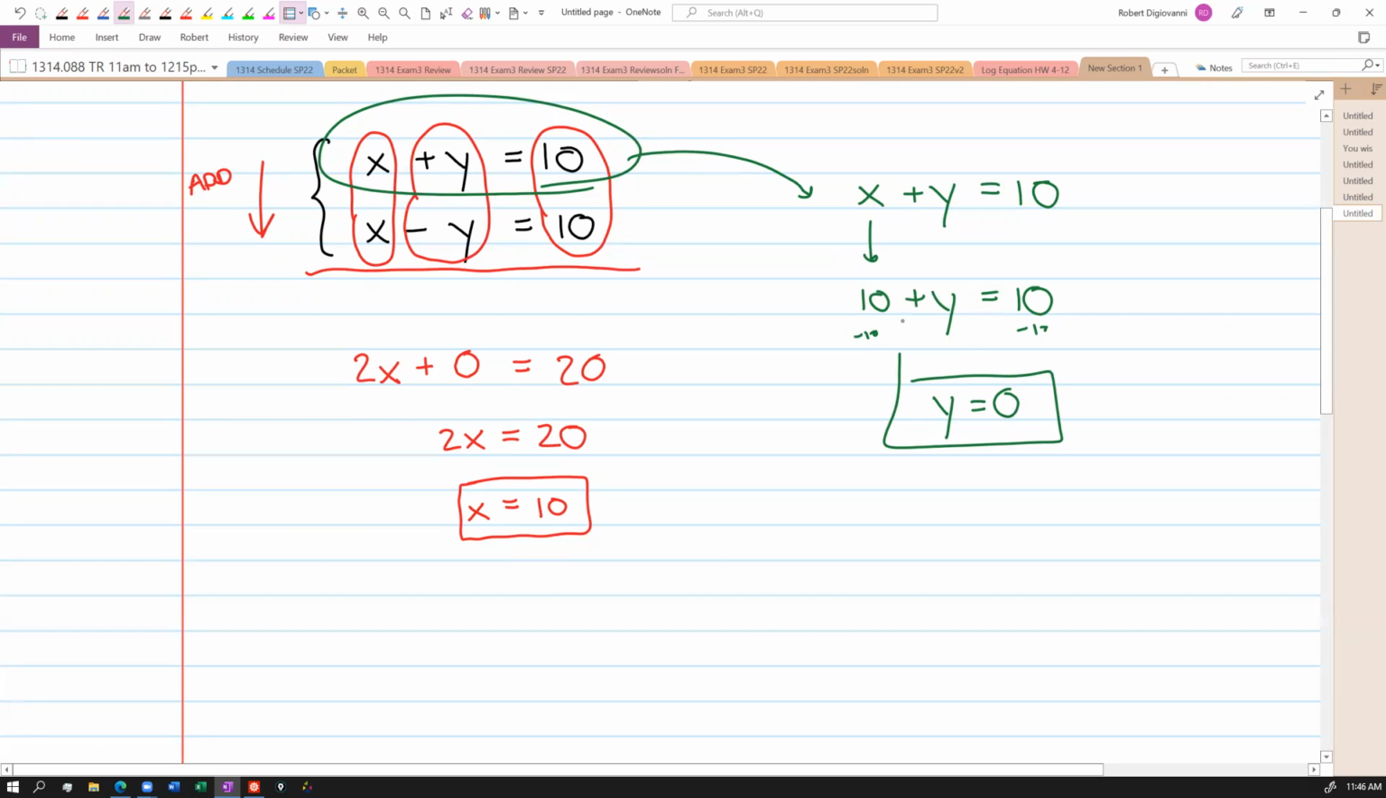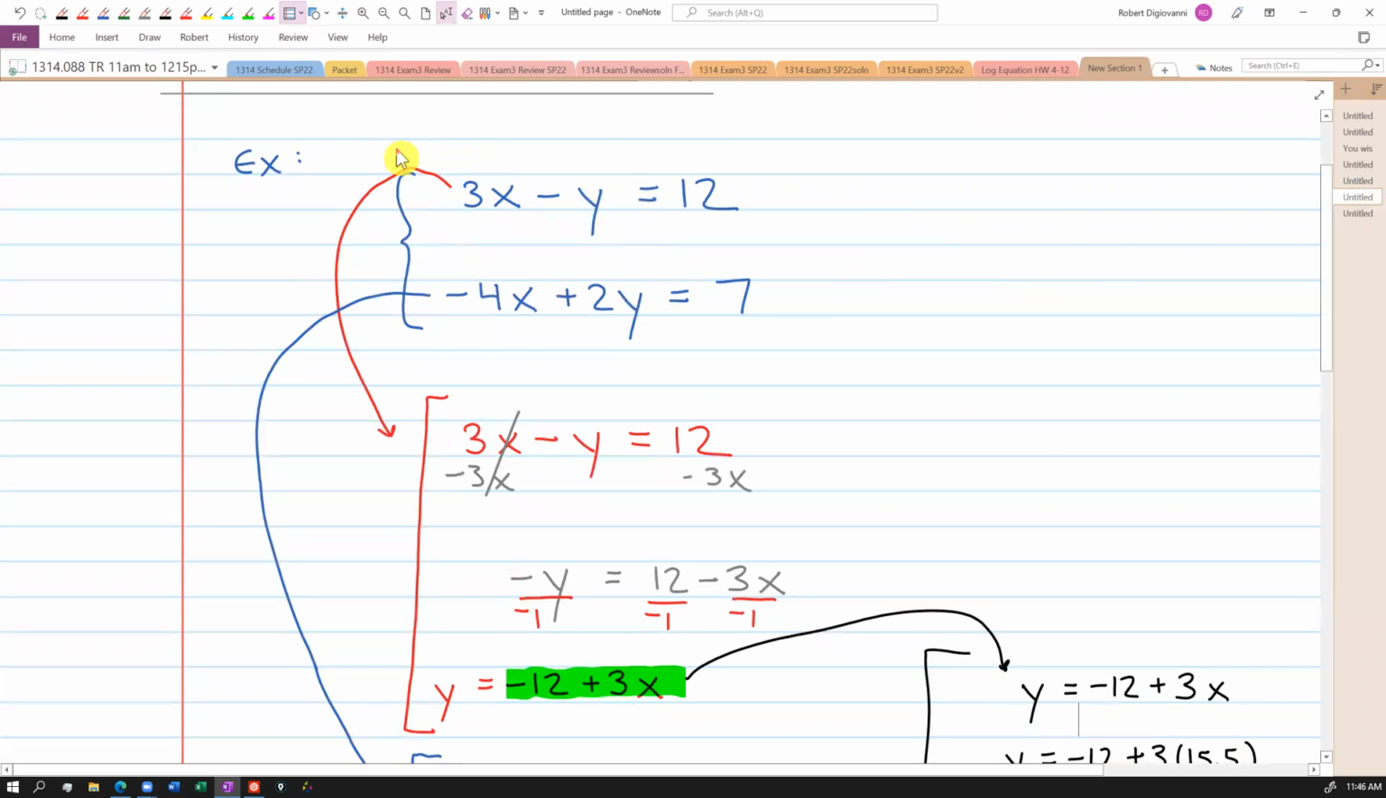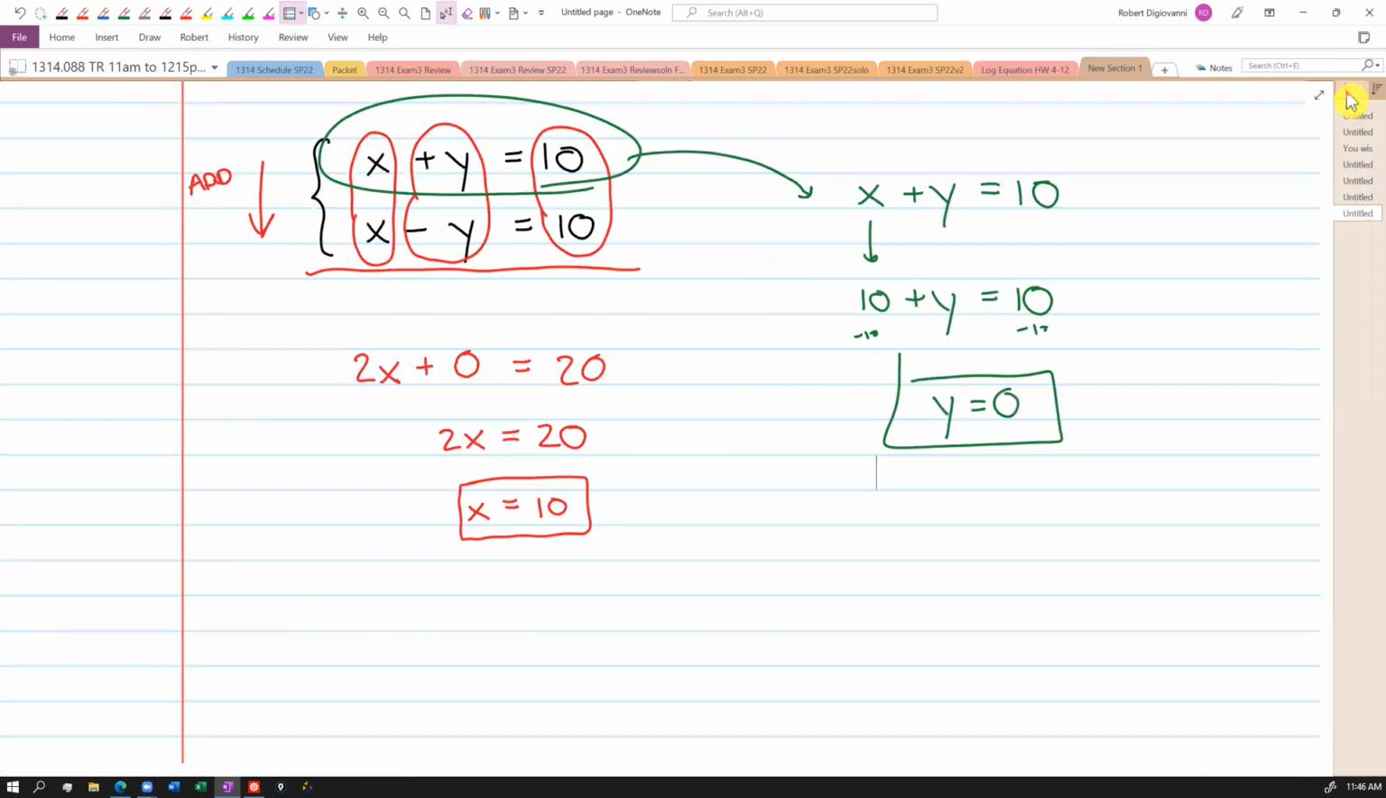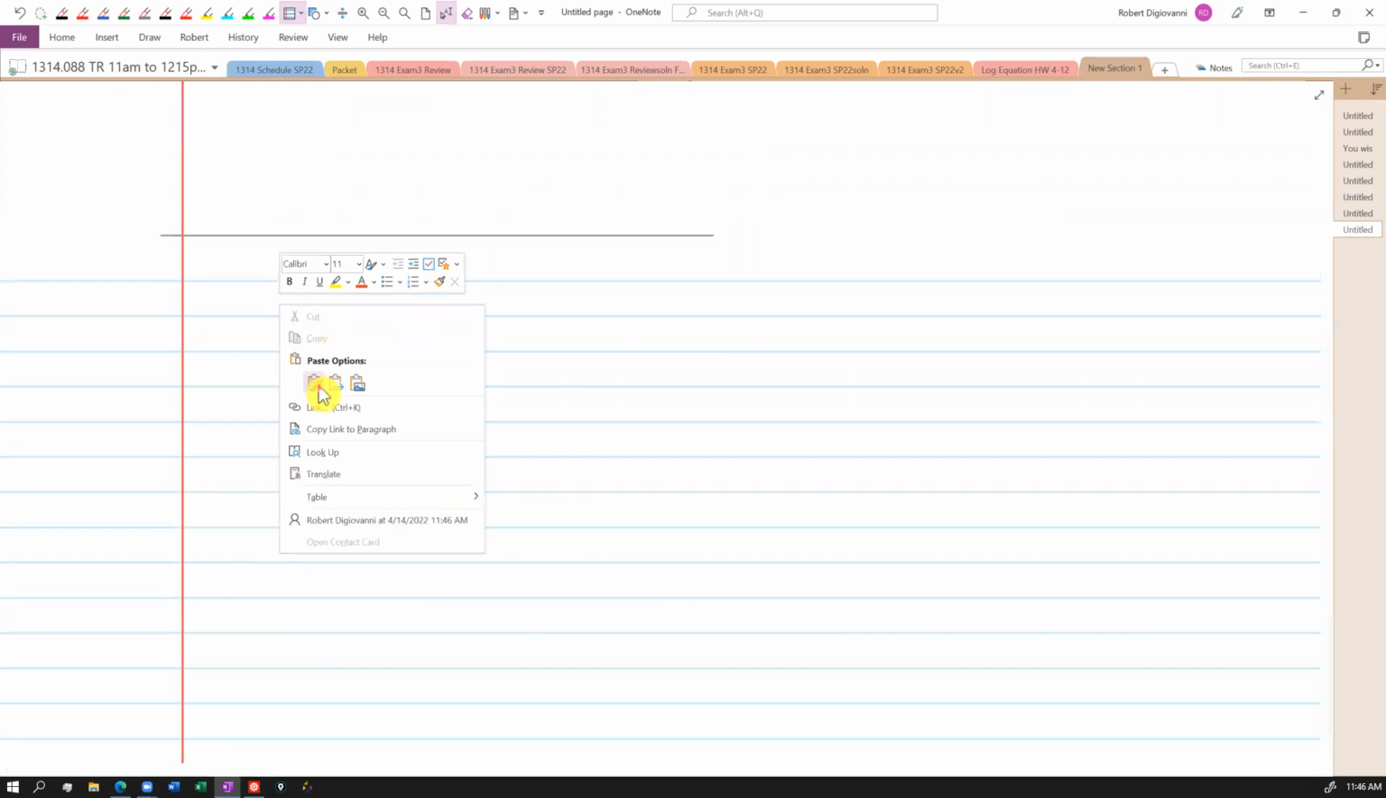That was easier, wasn't it, than substitution? For that problem it was, okay? Can I move on, or we're going to do the second example now? So the second problem we had was this one. And I'd like to try elimination here.